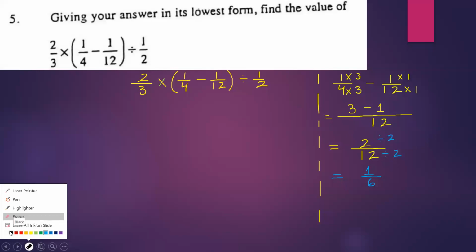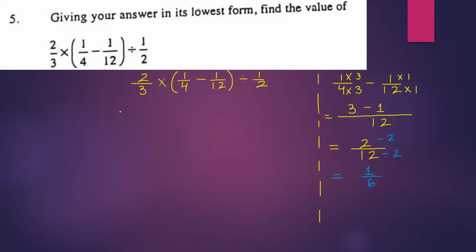So this is gonna be equal to 2 over 3 multiplied by what is 1 over 4 minus 1 over 12? That's gonna be what? 1 over 6. Very good. We just figured out over here. Divided by what? 1 over 2.